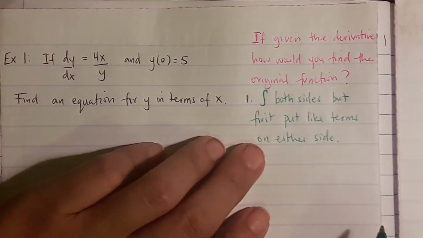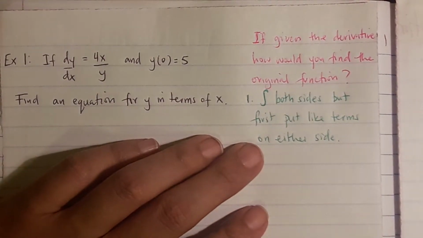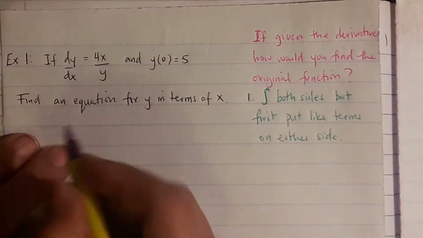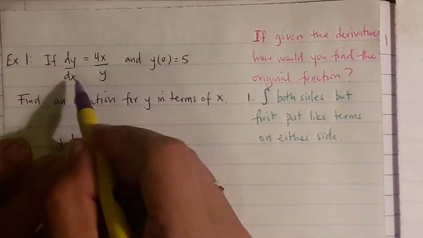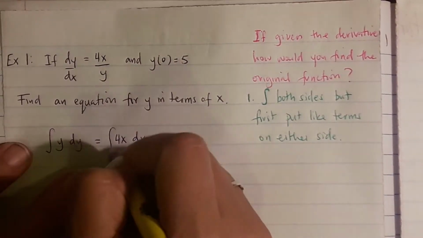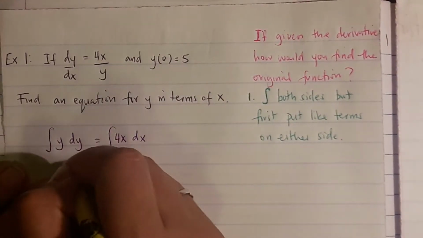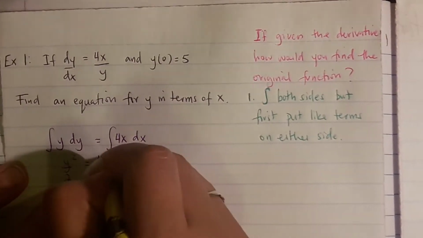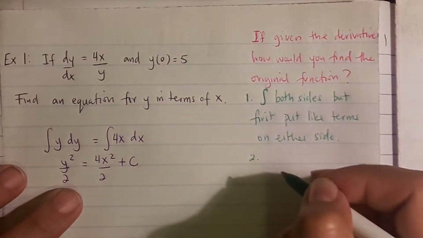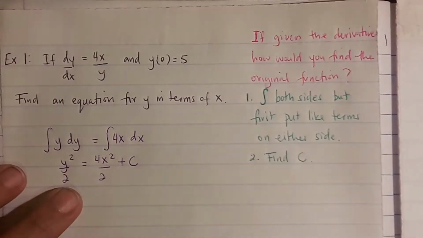So what do I mean put like terms on either side? Put the y with the dy's, put the x's with the dx's. So go ahead and separate those. That's the separation of the variables. So it's going to be y dy, and then it's going to be 4x dx, and you're going to integrate that. So if you integrate both sides, you're going to get y squared over 2 equals 4x squared over 2 plus c. Right? Find out what c is.